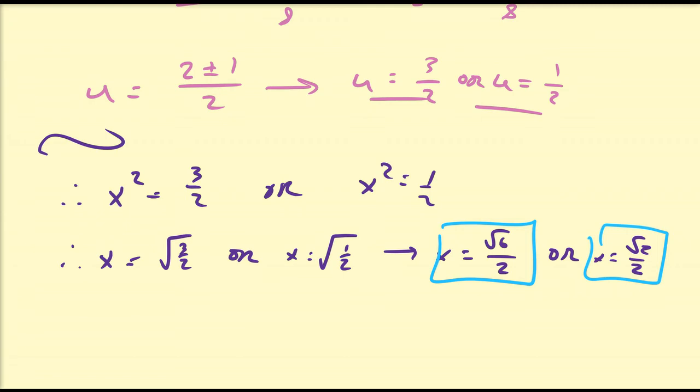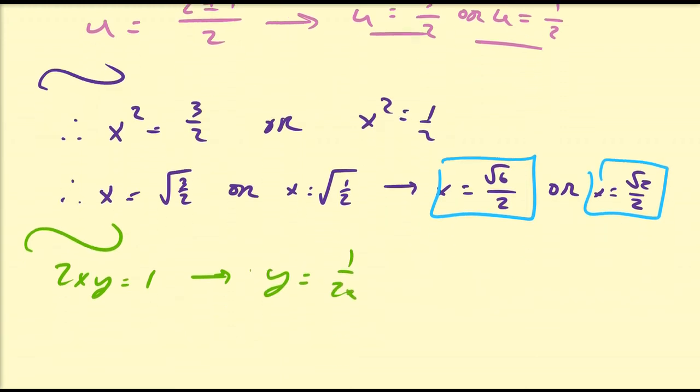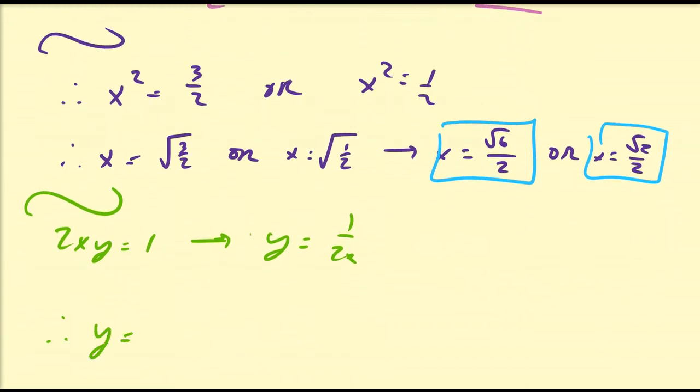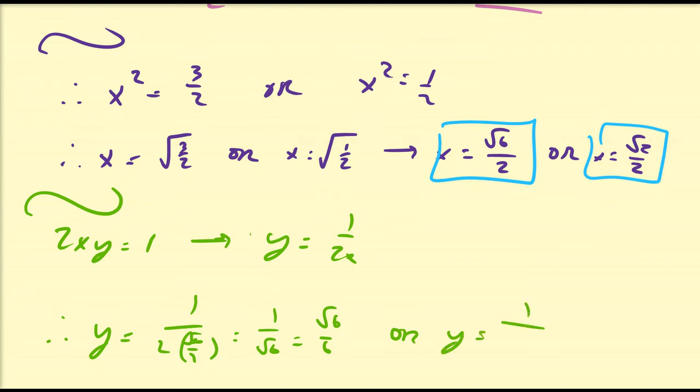All right, so now I can consider the second equation. Recall that 2xy must be equal to 1. That's the second equation of the general system. So y is equal to 1 over 2x, right? So y is equal to 1 over 2 times the square root of 6 over 2, which is 1 over the square root of 6, which is root 6 over 6. Or y is equal to 1 over 2 times the square root of 2 over 2, which is 1 over root 2, which is the same as root 2 over 2, right?